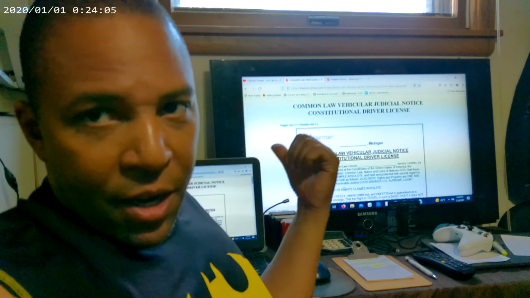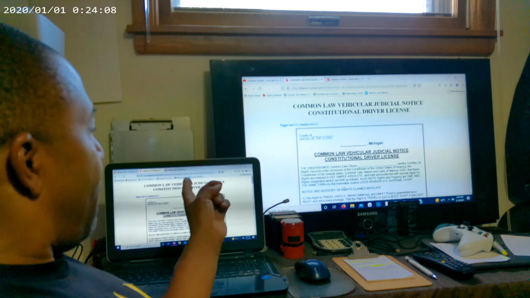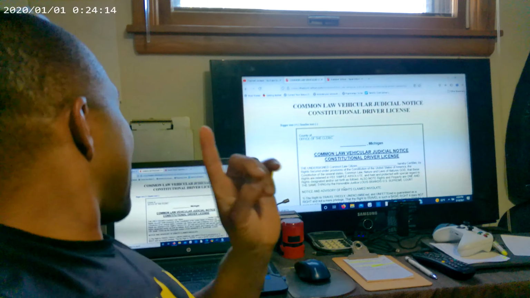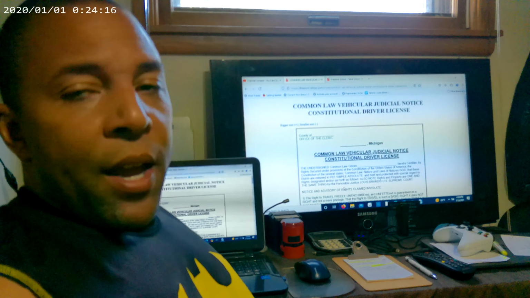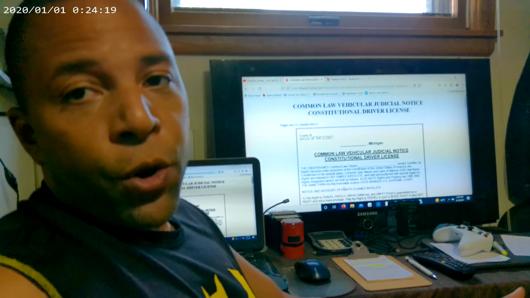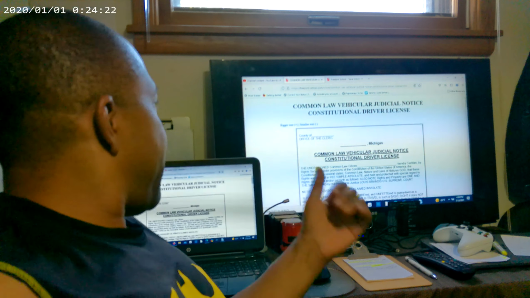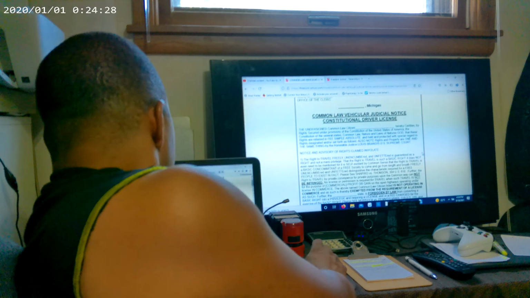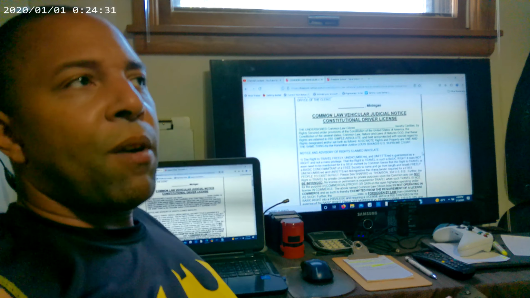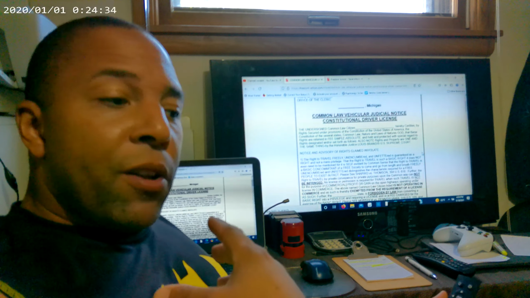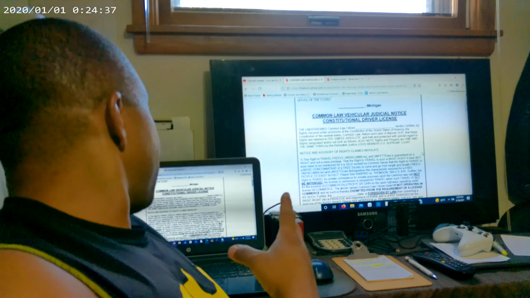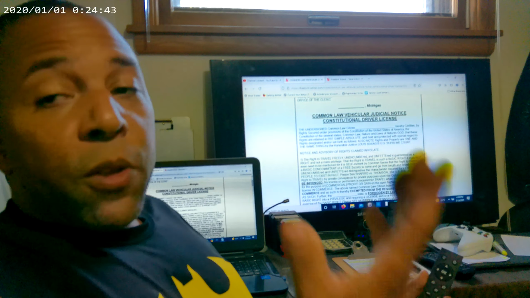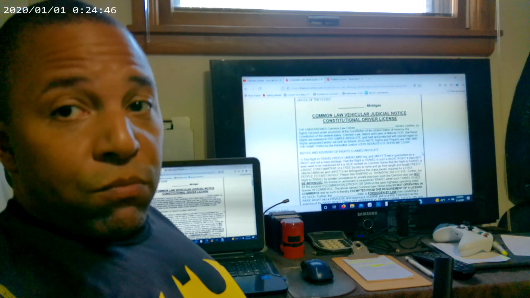And essentially what they did here is it's called Common Law Vehicular Judicial Notice Constitutional Driver's License. That's what I kept hearing. So what they did is they took the same files, like I said, I provide for free on my website, and they made it into, I think it might be one long page, or it might be two. Looks like probably two. And at the bottom of it, they put the notary section, and they're going to file this with their clerk of courts, or office of the clerk, recorder's office with the state, so that they're putting them on notice that they're constitutionally driving.